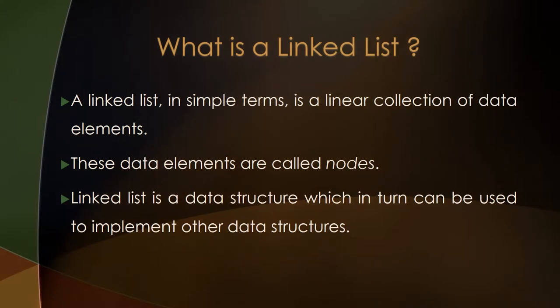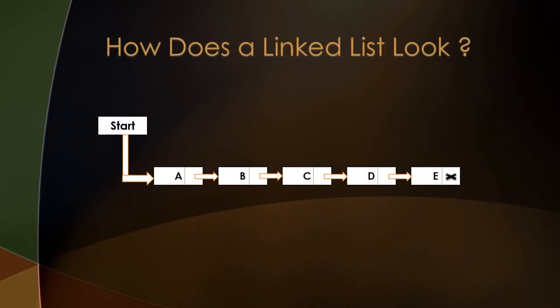In our previous video, we had learned what a linked list is. To revise, a linked list in simple terms is a linear collection of data elements similar to an array. These data elements are called nodes, and a linked list, as I had stated in my previous video as well, is a data structure which in turn can be used to implement other data structures such as stacks and queues. And this is how a normal singly linked list looks.